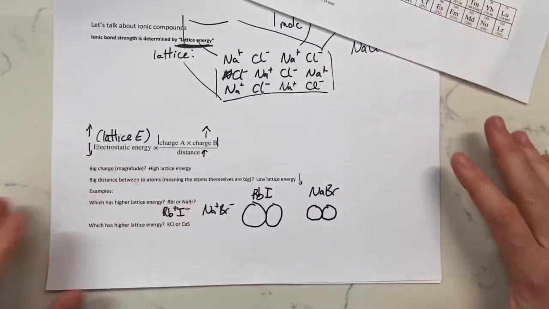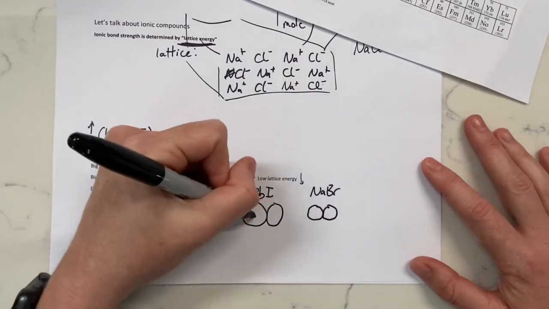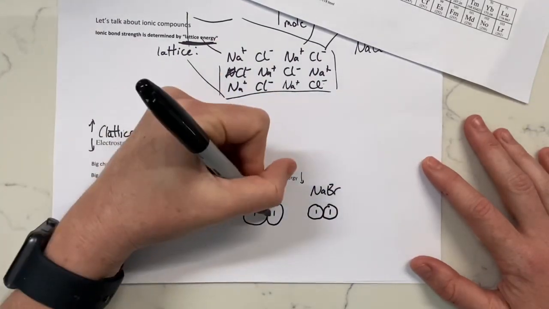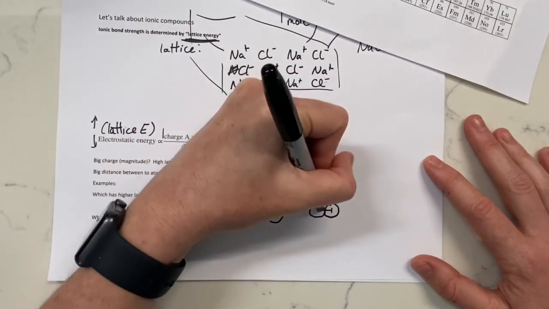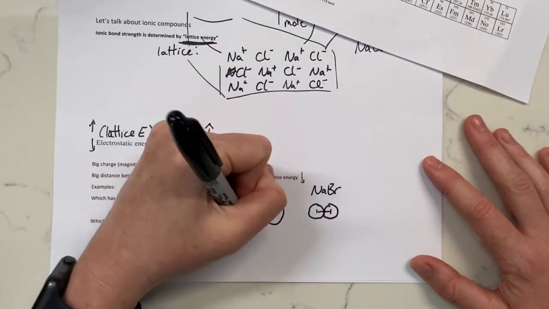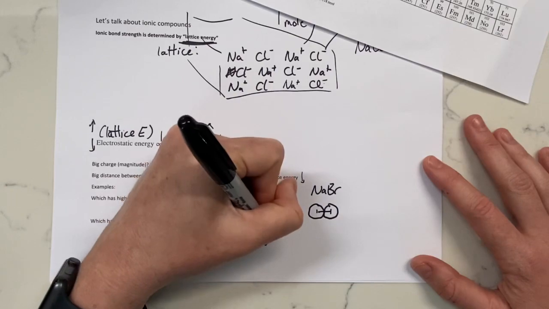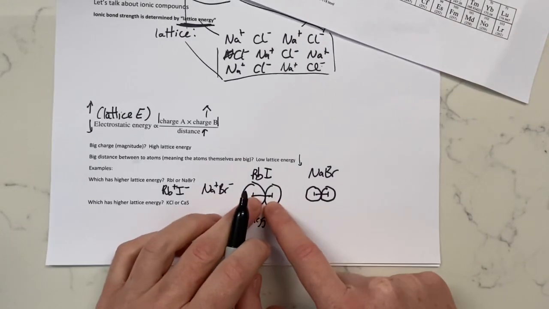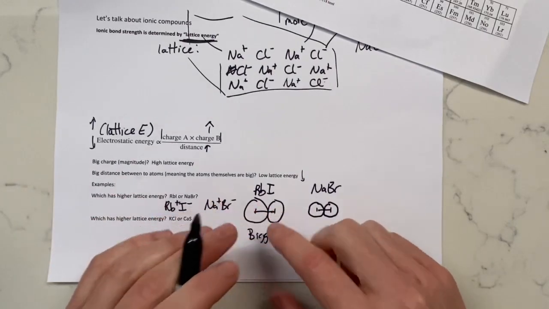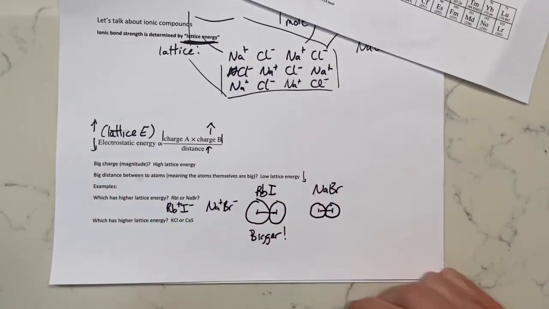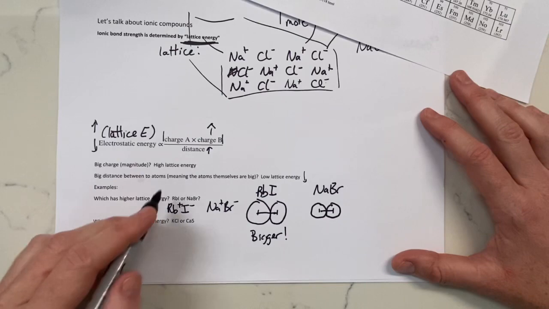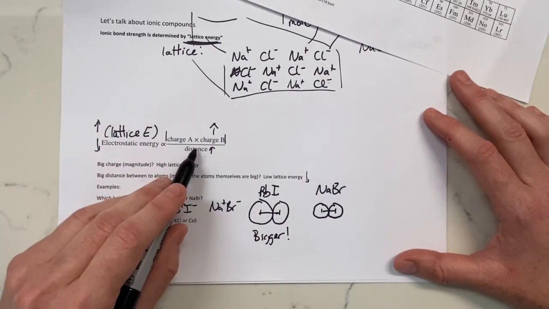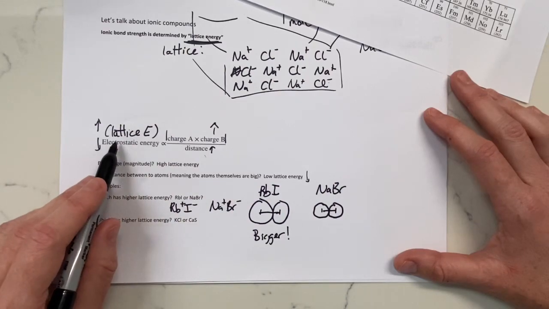And now let's look at the distance between these two things. You're looking at the distance between the centers. We have this versus this. This has a bigger distance because these atoms, or in this case, these ions, are bigger. And so which has the highest lattice energy? Well, this had a bigger distance. So if you increase the distance, what happens to the lattice energy? It's got to go down.